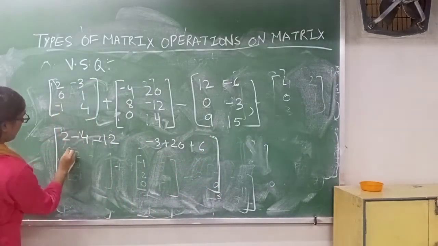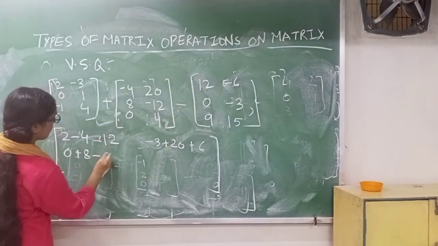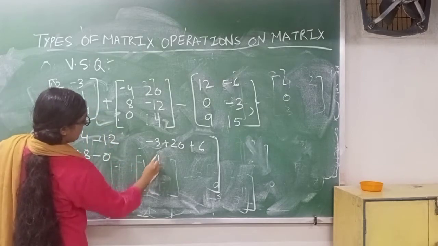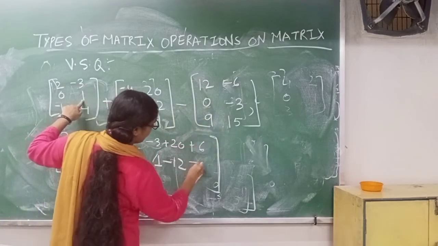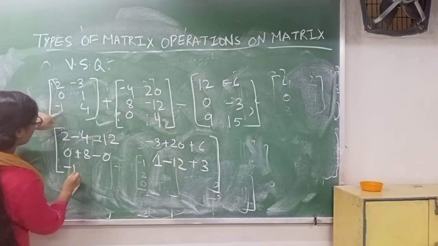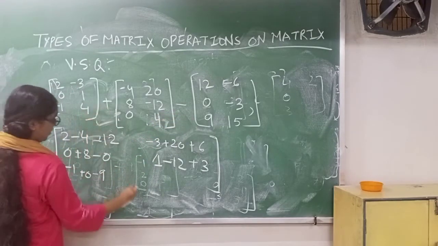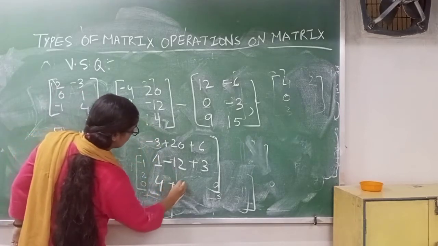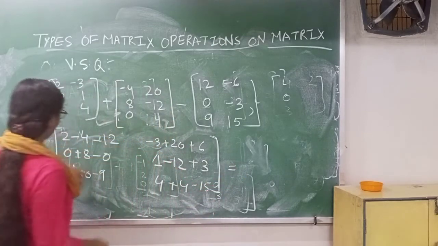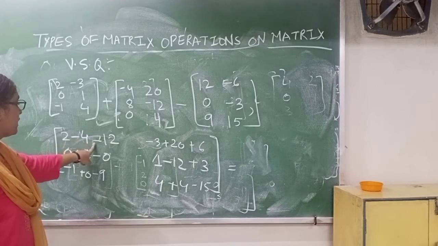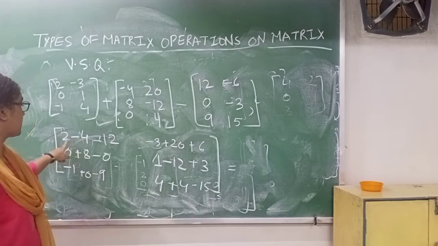Now see, 0 plus 8 minus 0, 1, this one, plus minus minus 12, minus minus plus 3, then minus 1, plus 0, minus 9, 4 here, plus 4, then minus 15. I am solving this one here. How much will you get? Minus minus plus means 12 plus 4, 13, 14, 15, 16 minus 2.